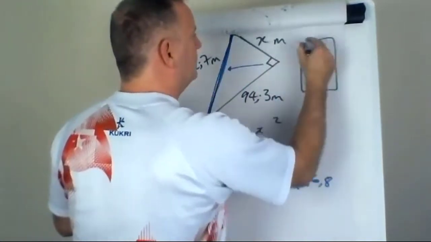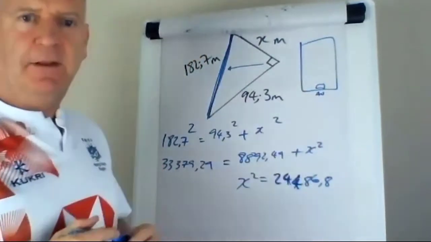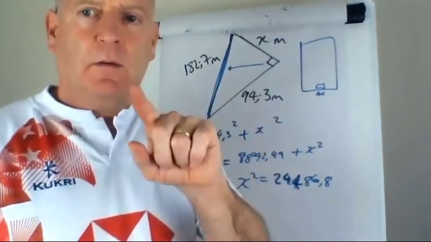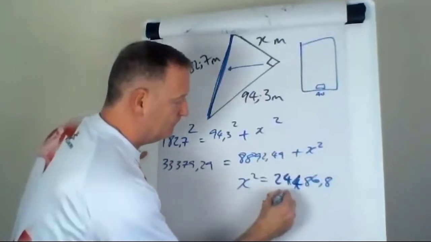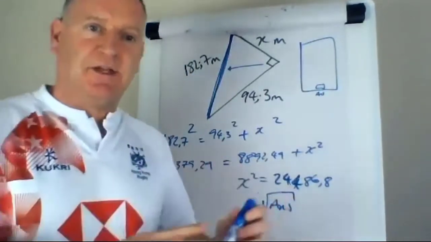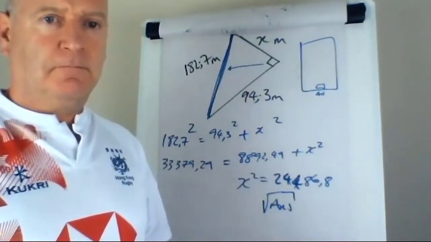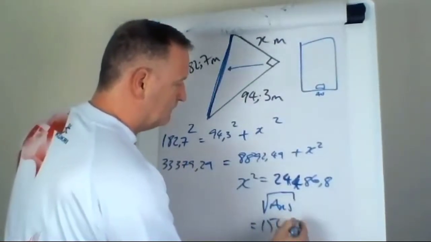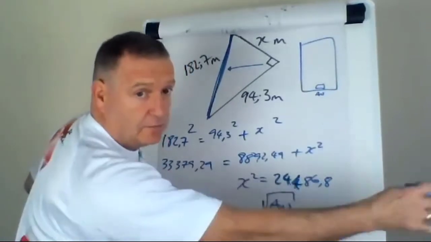you have, I think you do, down here, an answer button. Does it say ANS or answer? Can you do this, please? Type this in, watch. Square root answer. 156.4825869, blah, blah, blah. Goes on.